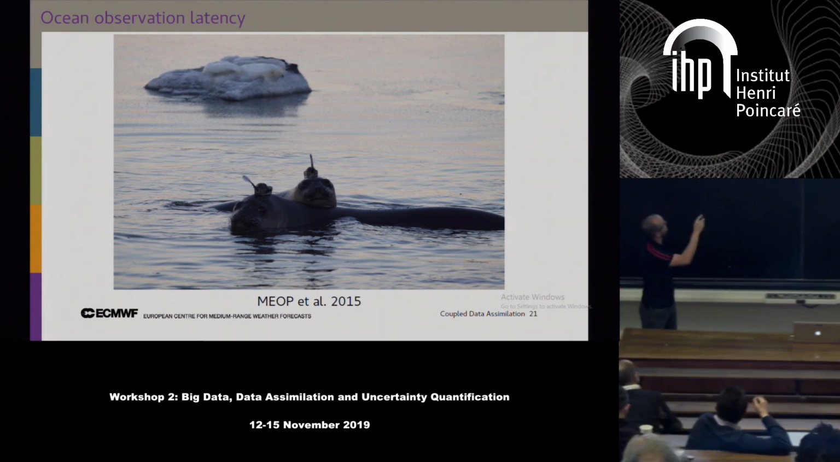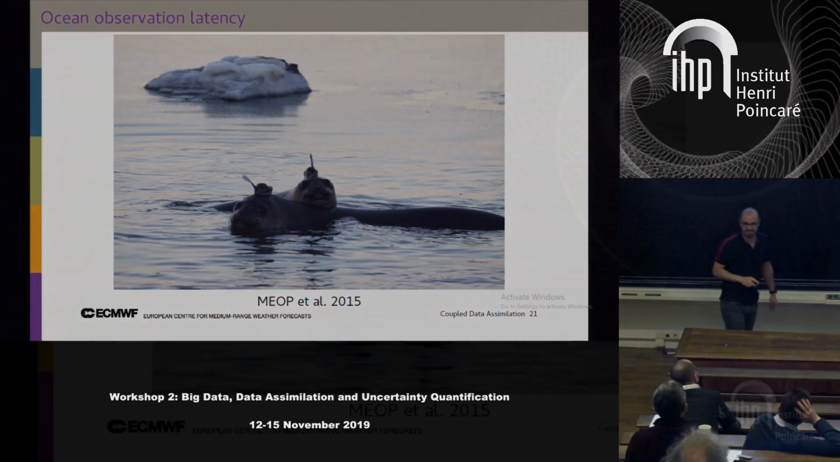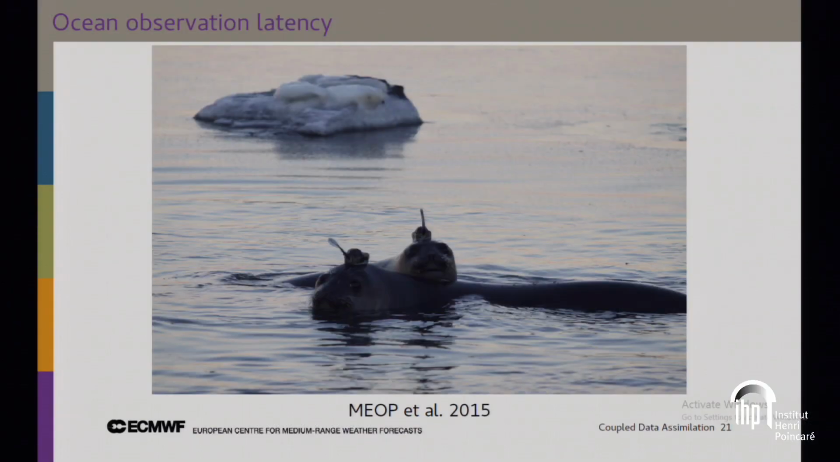These are elephant seals with sensors stuck to their heads that actually send us data. And they're very useful because they swim by the ice edge. We get information where Argo floats basically don't go and other observation types don't go.